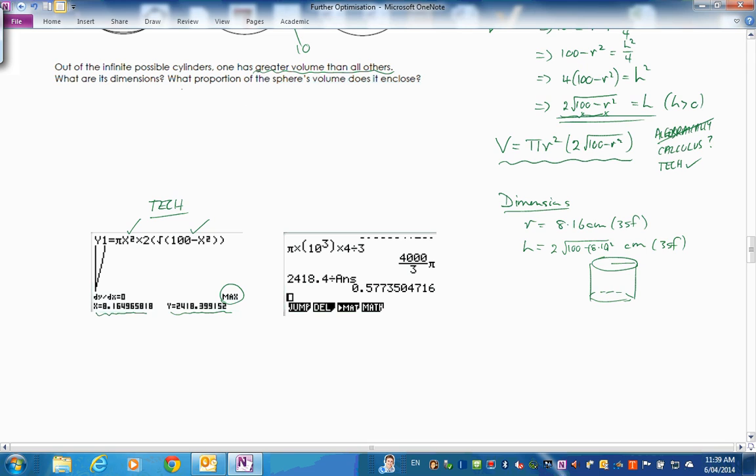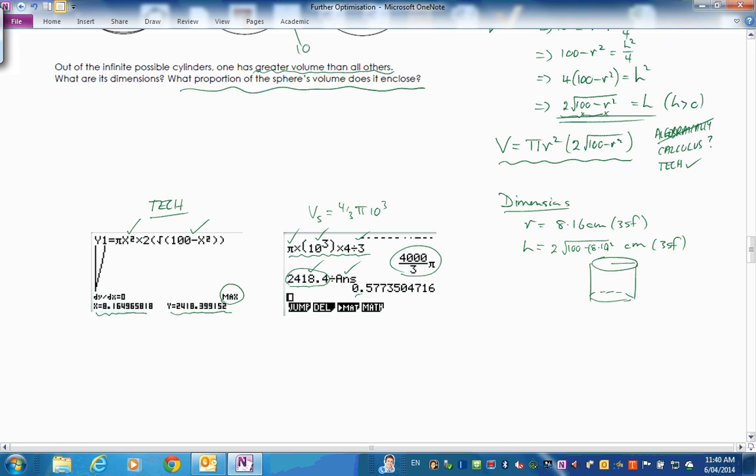Okay, dimensions. Also, what proportion of the sphere's volume does it enclose? What proportion? Well, here's the volume that we've got. If we divide by the volume of a sphere, check this, volume of a sphere is 4/3 pi r cubed. We don't use r because we don't want to confuse the radius of the sphere with the radius of the cylinder. So here are pi 10 cubed times by 4 divided by 3. So then, this is in math mode, so that's the exact answer, then this is our maximum volume of our cylinder.